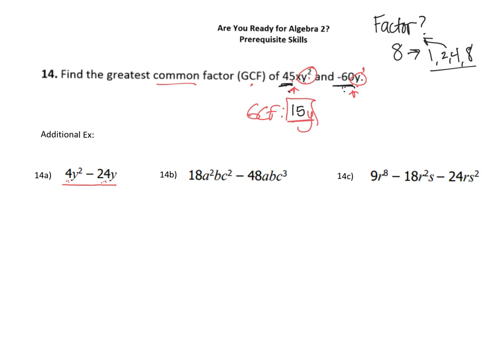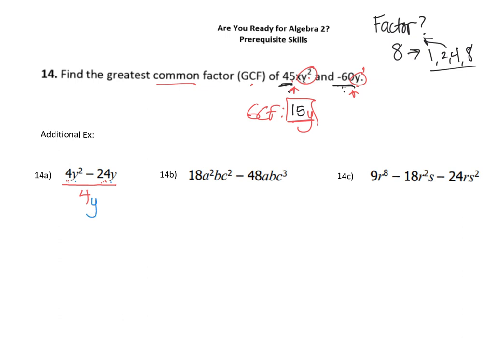So does 4 go into 24? Yes, it does, 6 times. So I found the largest number that goes into 4 and 24. And then I look at my variables. All right, so what I have here, I have y in common. Remember I said it has to be in common.